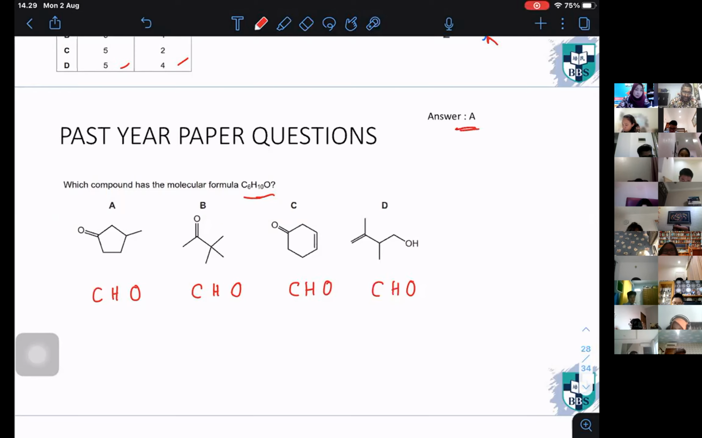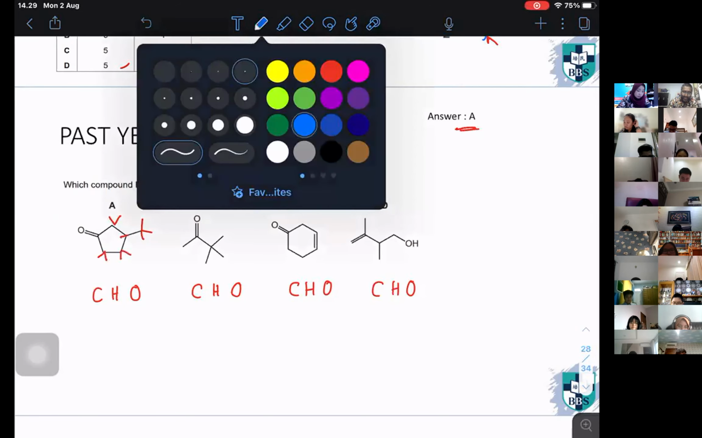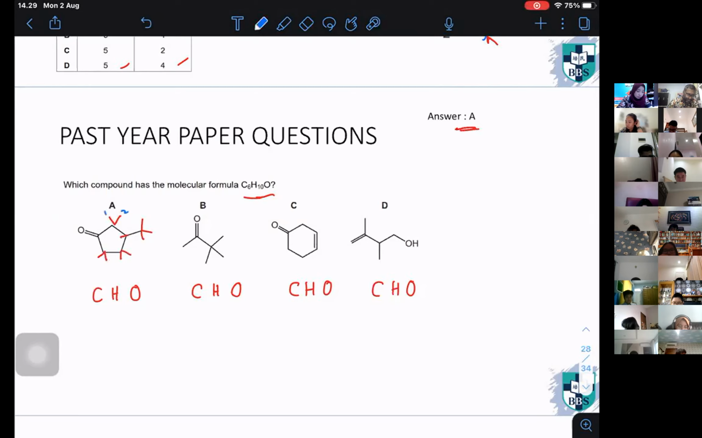So when I calculate, each carbon has 4 bonds, and then each carbon has 4 bonds, another 3, and this is one more, 4 bonds, 4 bonds, so that one is complete. If I count how many hydrogens are there, 1, 2, 3, 4, 5, 6, 7, 8, 9, 10. This is going to be 10. So this one is going to be C6H10O. Then we select A.